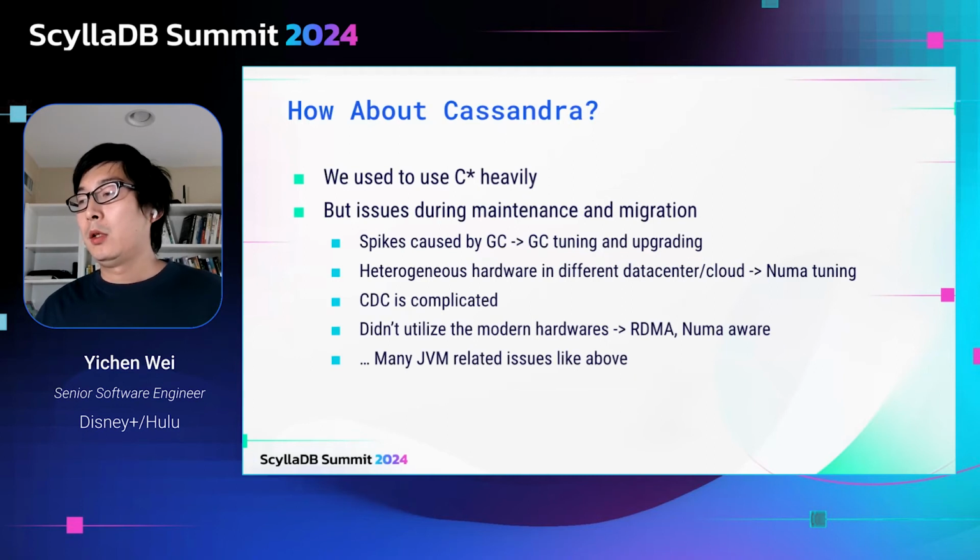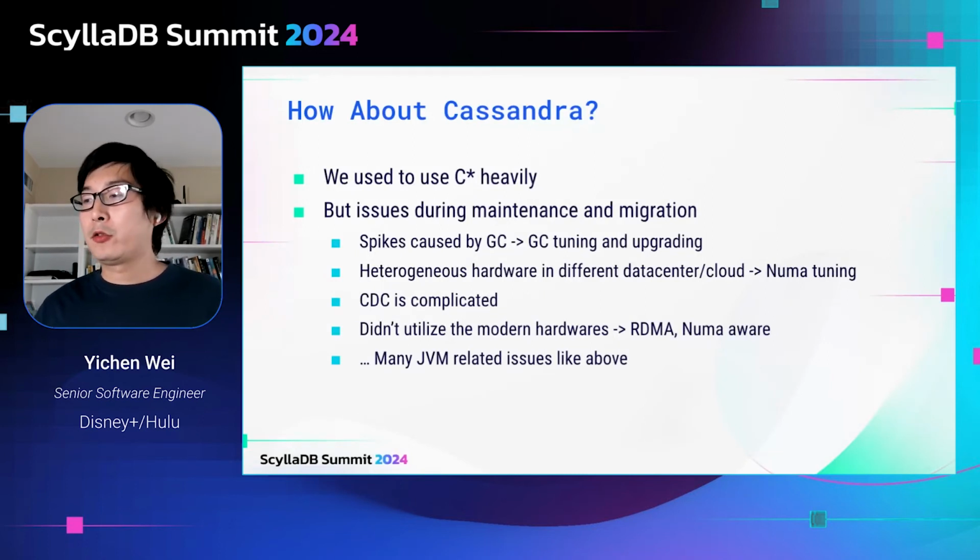For example, we used to have an issue where the performance on NUMA-based machines was worse than on non-NUMA-based machines. And then, of course, we have to take extra time to tune the garbage collector on different machines. Also, Cassandra didn't utilize features from modern hardware like RDMA, DPDK, etc.